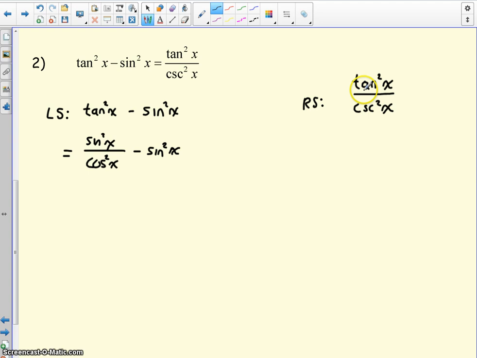I'm going to replace every tan and cosecant with something in terms of sine and cosine. So again, tan squared is equal to sine squared x over cos squared x. Okay, and cosecant squared x is 1 over sine squared x.